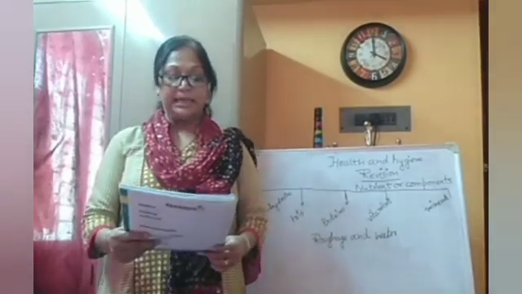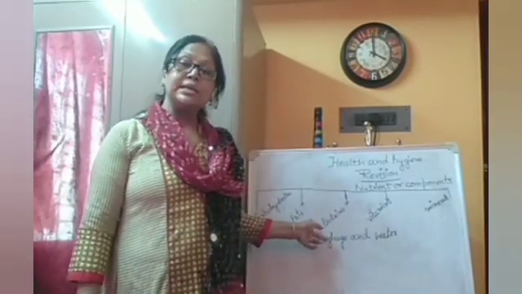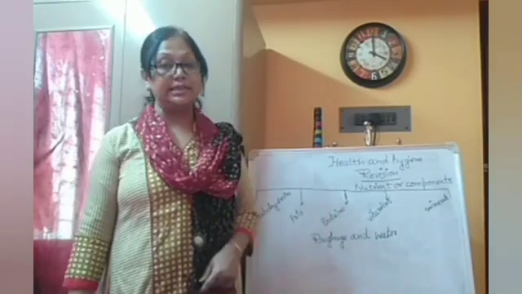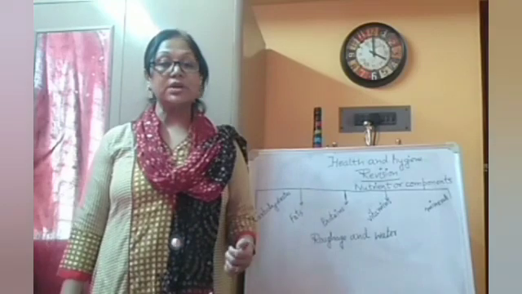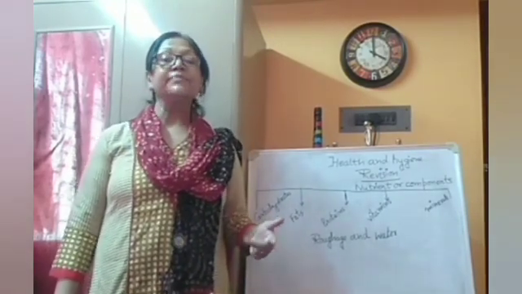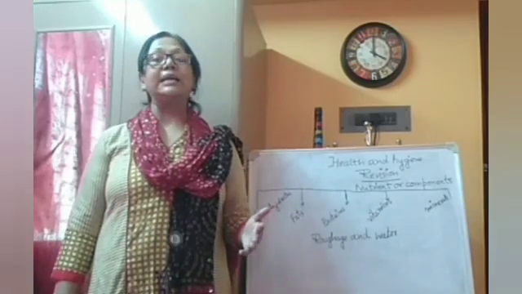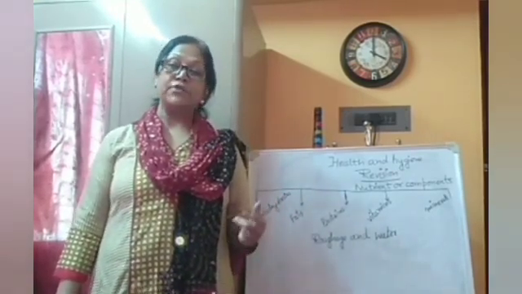The next part is fat. Like carbohydrate, fat also gives us lots of energy. Actually, fat gives more energy than carbohydrate. So what are the sources of fat? Ghee, oil, butter, cheese, and all kinds of dry fruits. These are all good sources of fat.